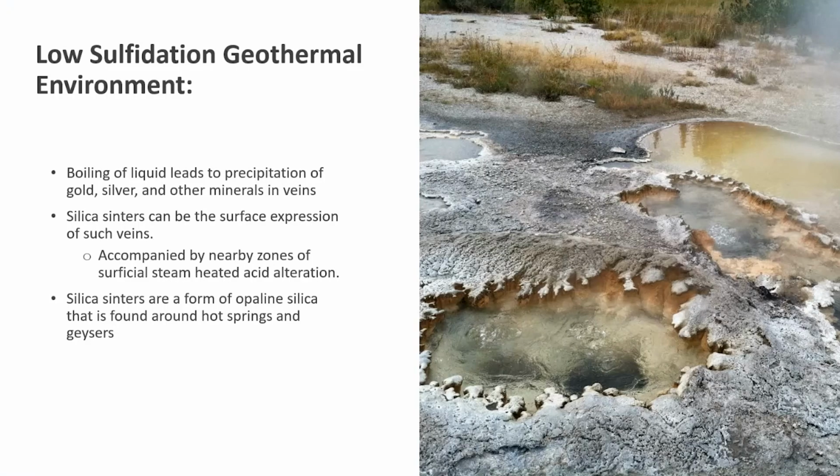In a low sulfidation geothermal environment, boiling of liquid leads to precipitation of gold, silver, and other minerals in veins. Silica sinters can be the surface expression of these veins, accompanied by nearby zones of superficial steam-heated acid alteration. Silica sinters are a form of opaline silica that is found around hot springs and geysers.